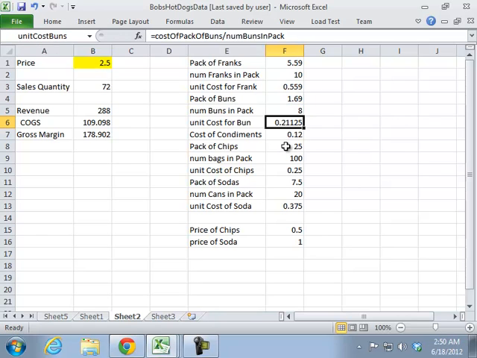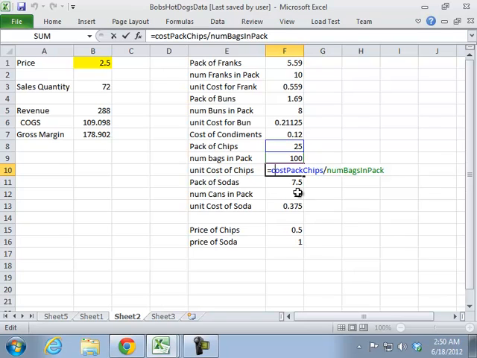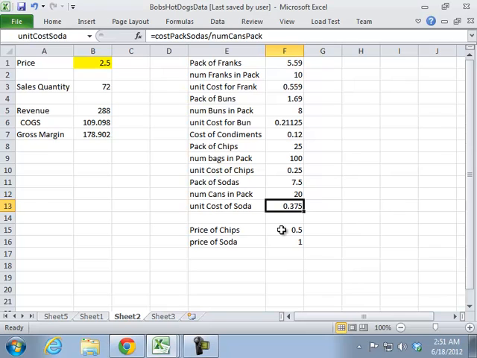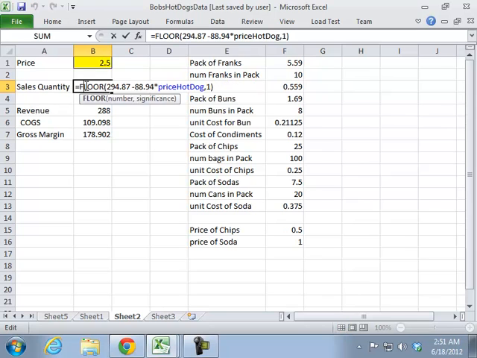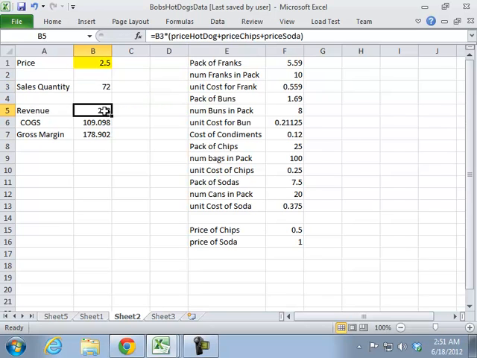Okay? There's our condiments, which were stated explicitly in the case. A cost of a pack of chips. A unit cost of chips is equal to the cost of a pack of chips divided by the number of bags in the pack. And the same thing for sodas. The cost of the pack divided by the number of cans in the pack gives us the unit cost of one can. And finally, we see that he charges 50 cents for the bag of chips and $1 for the soda. So now that we have our equation for quantity, we can figure out what our revenue is.